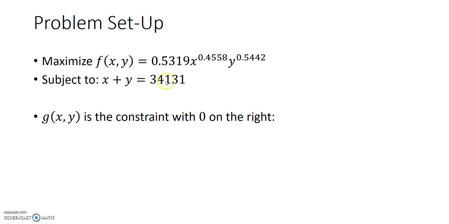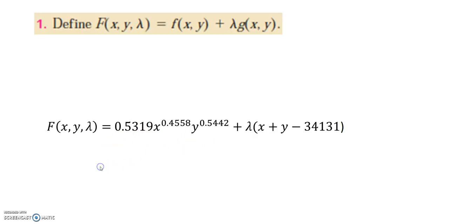Now our constraint seems to be x plus y equals 34,131. But with a simple bit of rearranging, if we subtract the 34,131 over to the left, then we will have precisely 0 on the right, i.e. x plus y minus 34,131 equals 0. And that by definition is what g of x, y is, this x plus y minus 34,131 quantity.